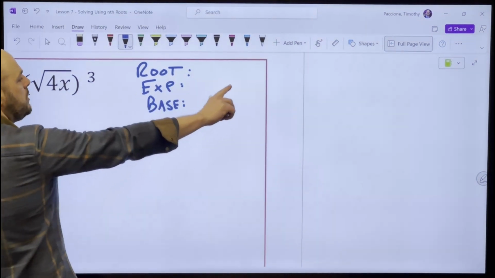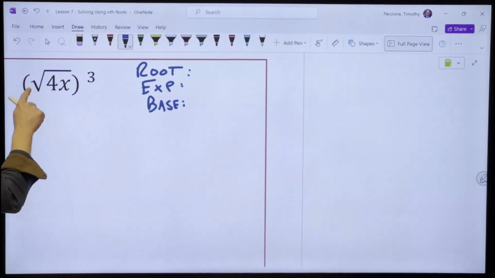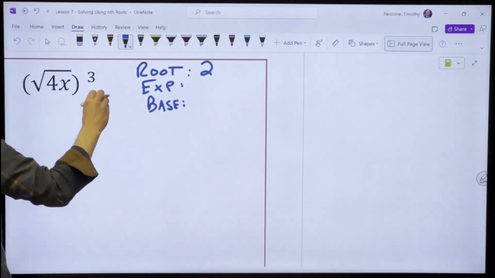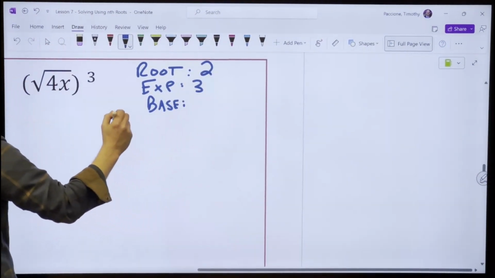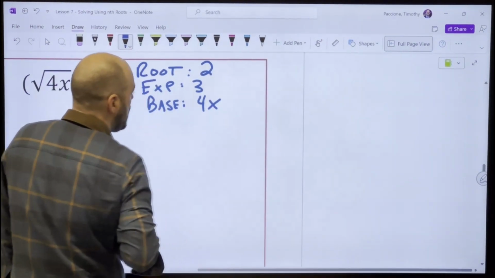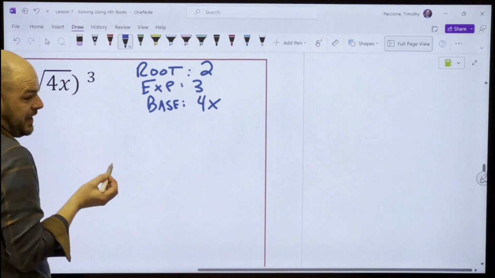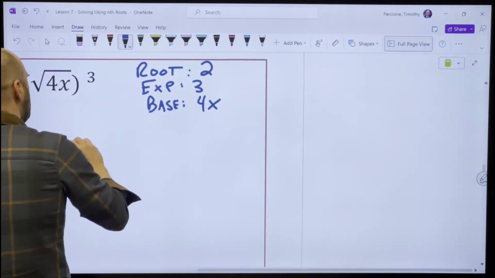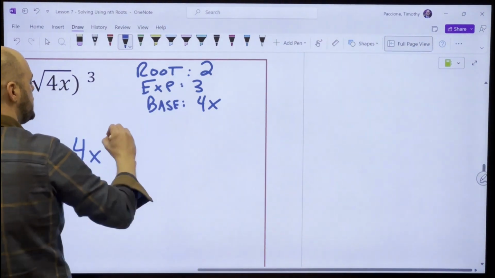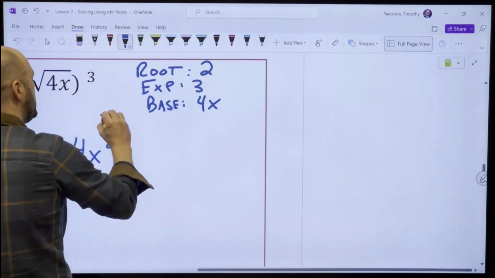So what's my root here? It's a square root, so that's 2. And what's my exponent? 3. And what's my base? 4x, the whole thing, right? So, again, I'll make a mistake, and then you'll all yell at me. Ready? 4x, and then the root is 2, exponent is 3.